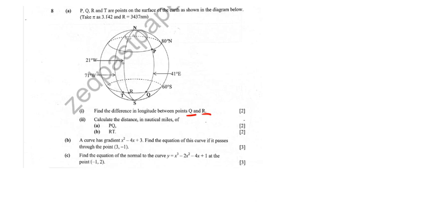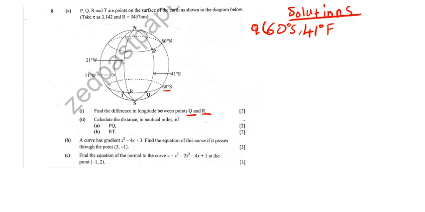So the first thing which you are supposed to do, you say solutions. So you first identify the positions of Q and R. In this case, the position of Q is given by, the first thing which we start by writing, the latitude. So the latitude of Q, as you can see here, is 60 degrees south. And the longitude of Q is 41 degrees east. So you say 41 degrees east, like that.